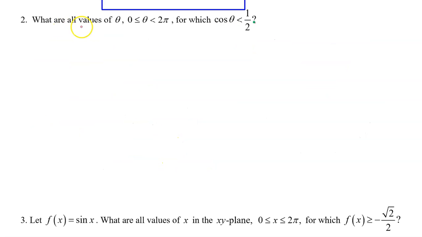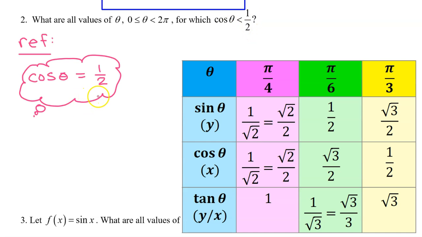Number 2. What are all values of theta on the interval from 0 to 2 pi for which the cosine of theta is less than 1/2? We can find the reference angle by thinking the cosine of what angle is equal to 1/2. We have memorized that the cosine of pi over 3 is 1/2, so pi over 3 is the reference angle.